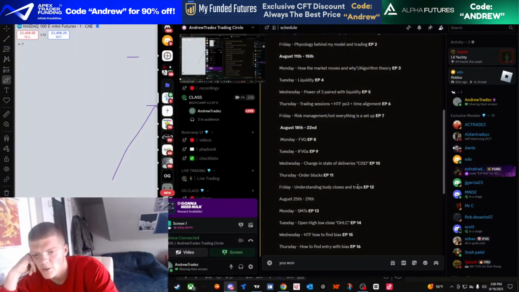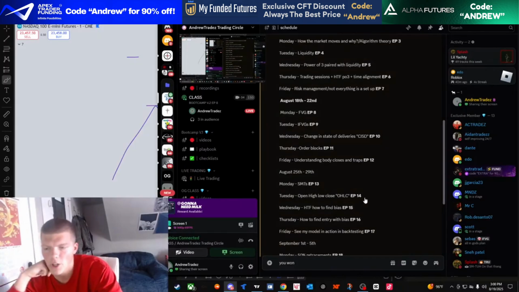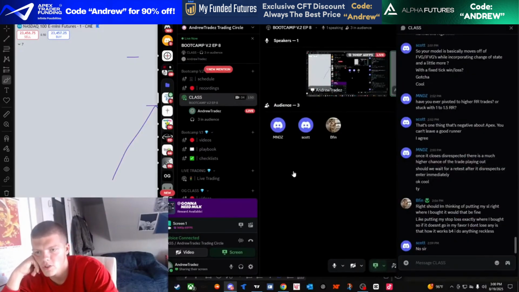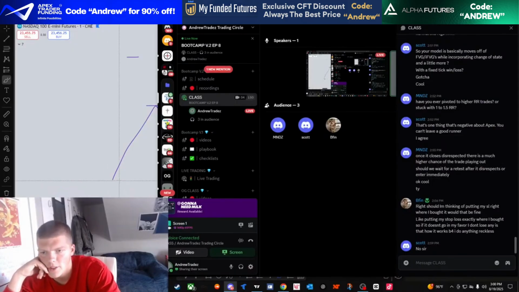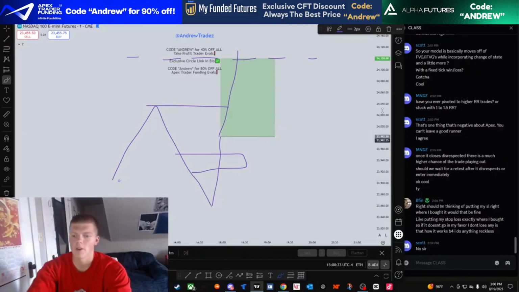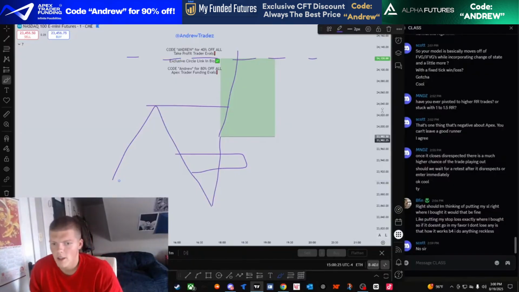SMTs will also be useful. There's still other, like a lot of little things that are still going to be useful, but if you're a beginner, you can have a lot of success just with CISDs, fair value gaps, inverse fair value gaps, and liquidity, to be completely honest with you. But then diving even deeper is when we'll really get into things and really make things even better.